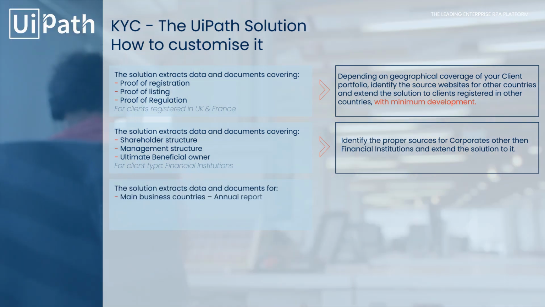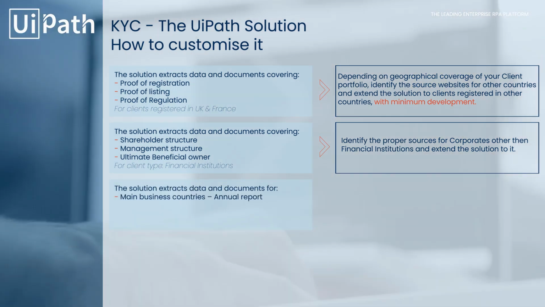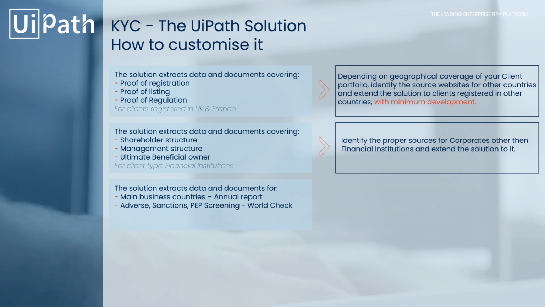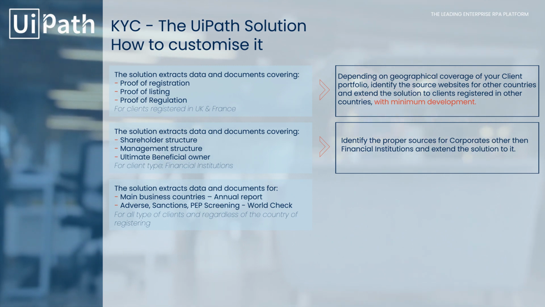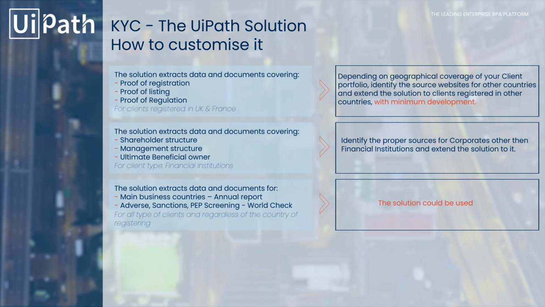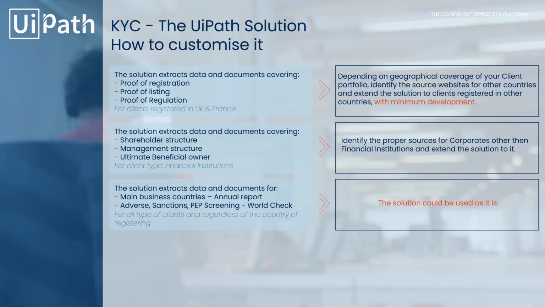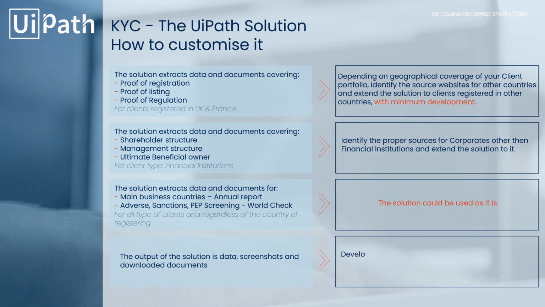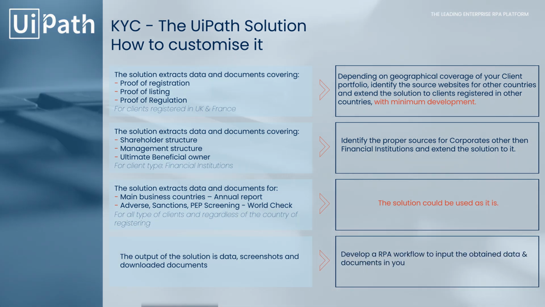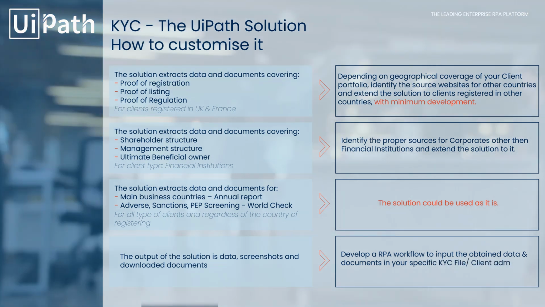For main business countries, annual report, adverse, sanctions, PEP screening, World Check, the solution extracts data and documents for all types of clients and regardless of the country of registering, so you can use it as it is. The output of the solution is data, screenshots, and downloaded documents. Develop an RPA workflow to input the obtained data and documents in your specific KYC file or client admin app.